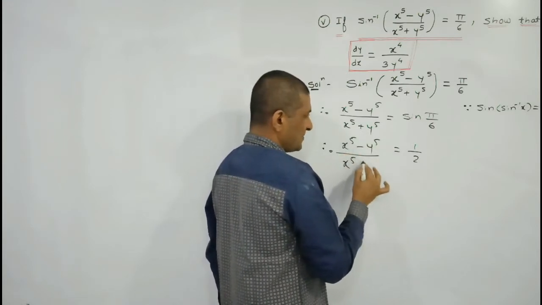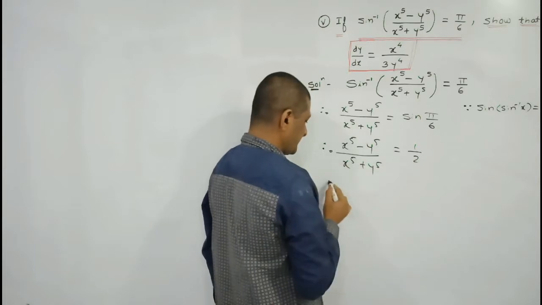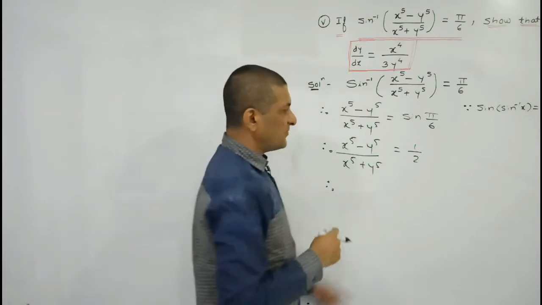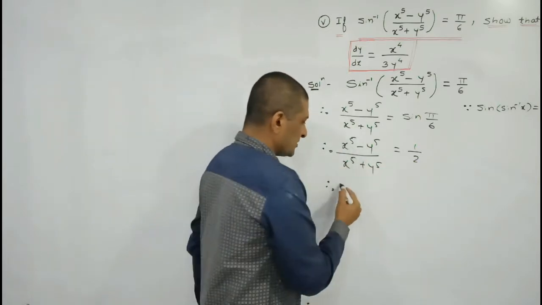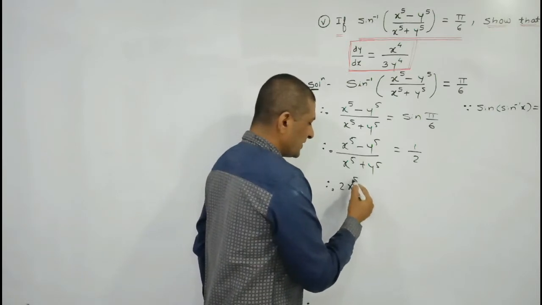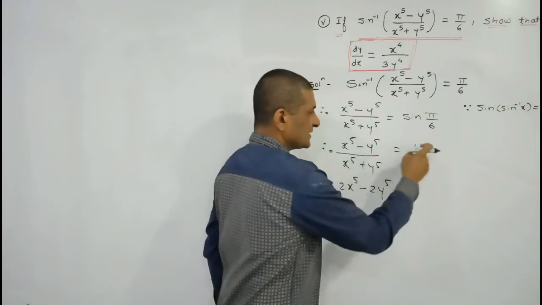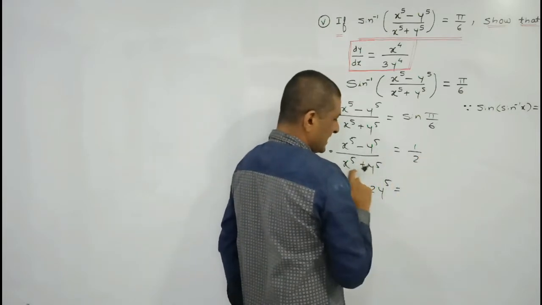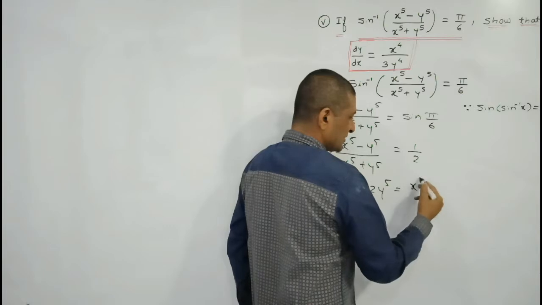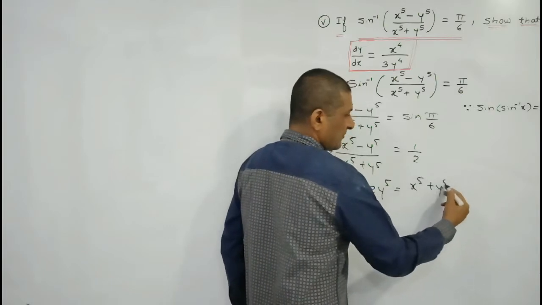x raised to power 5 plus y raised to power 5. Now let us simplify. 2 will get multiplied. So on this side we will get 2 into x raised to power 5 minus 2 into y raised to power 5, and on this side 1 into multiply by this denominator to 1, we will get x raised to power 5 plus y raised to power 5.